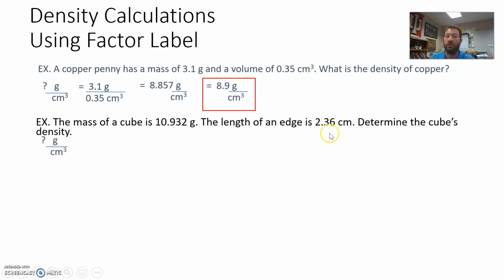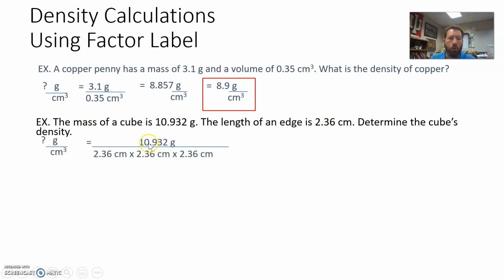If we want to find the volume, so again, we're looking for density, grams over cubic centimeters. There's our volume. If we want to find the volume, it's length times width times height. Since it's a cube, all 3 of those are going to be the same. So let's go ahead and set up our problem.